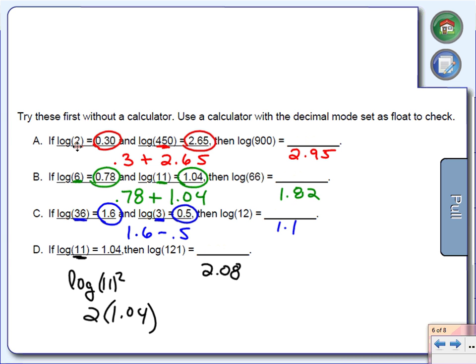Yep. And the last one, log of 121. Is that close to 2.08? Yes, it is. Okay, so we got our right answers. So you just got to remember that the multiplication is going to be the same thing as addition. The division is going to be the same thing as subtraction. And when we're squaring, or when we have that exponent, that's the number we're multiplying by.